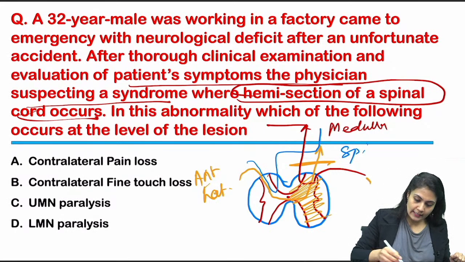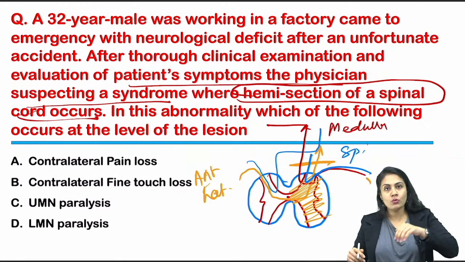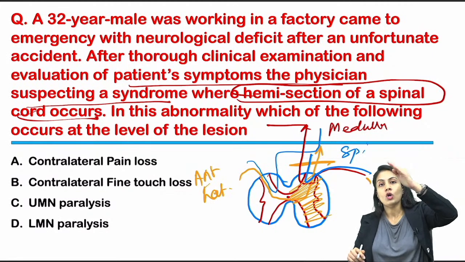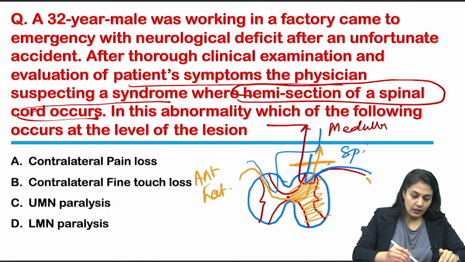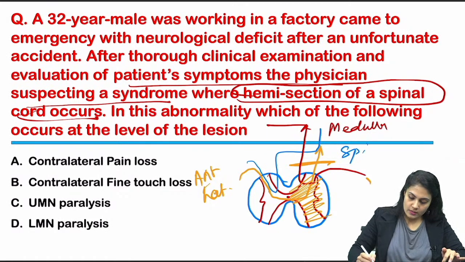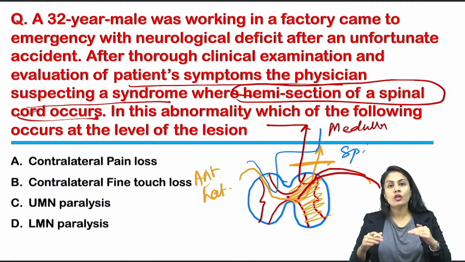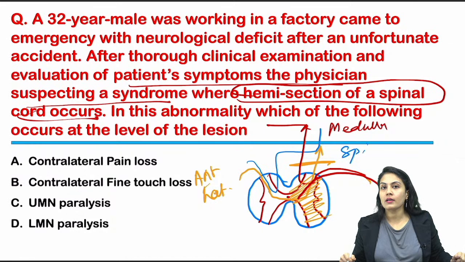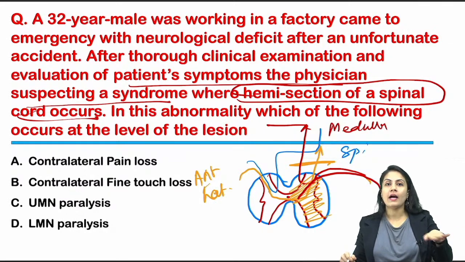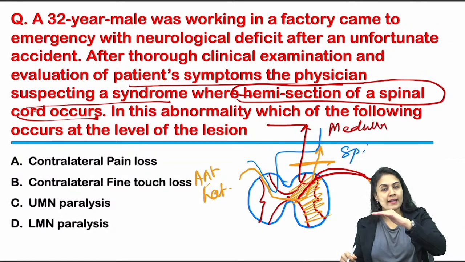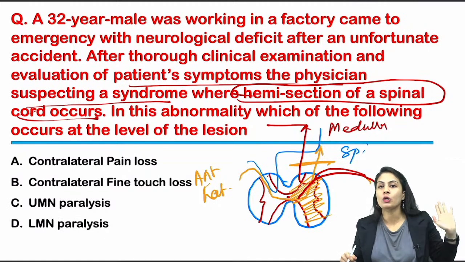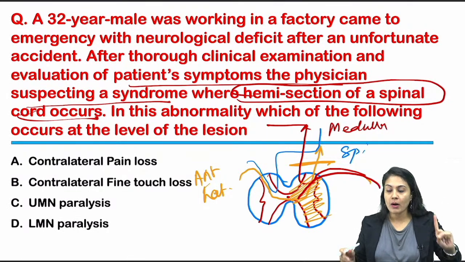The anterolateral tract must be coming from here, and either it is going above 1 to 2 segments or it is crossing over. But even if it is crossing over, see over here, suppose this is the anterolateral tract which is coming inside. At that level, both the things will be gone, right? Same side anterolateral tract and same side dorsal column will be lost. Understand that. I'm asking about the same side.